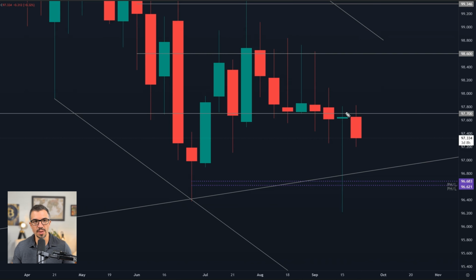Now, keep in mind a couple things here. First of all, the DXY did close below 97.7 last week. Notice it did not get above 97.7 last week. So that kept this intact as resistance so far this week. No surprise to see the US dollar rotating lower.